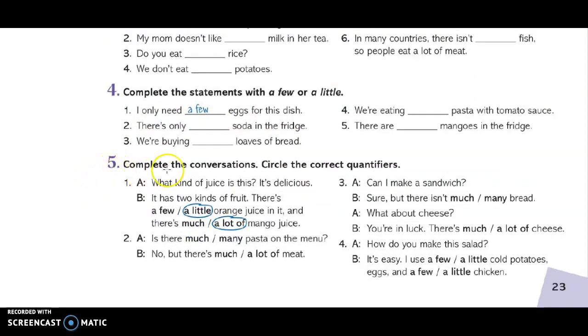Number 5, complete the conversations. Circle the correct quantifiers. Completa las conversaciones encerrando en un círculo el correcto quantifier. Number 1. A. What kind of juice is this? It's delicious. B. It has 2 kinds of fruit. There's a little orange juice in it and a lot of mango juice.